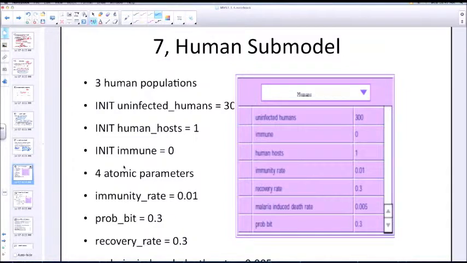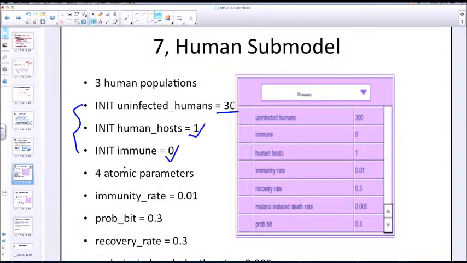So for the human submodel, to summarize, we have 3 variables, then we have 3 initial conditions. We assume there are 30 people. To make it easy, you can think about 30 million, 100 million, that's all up to you, just scale up. We have one host. Is the guy who has malaria, maybe from Africa. And we have an immune group. In the beginning, none of them are immune.